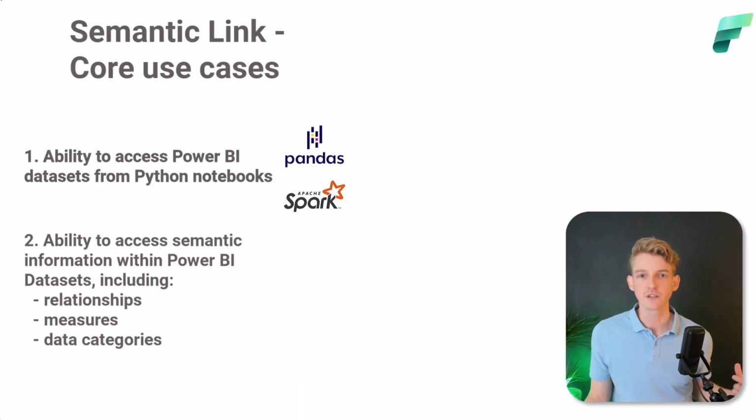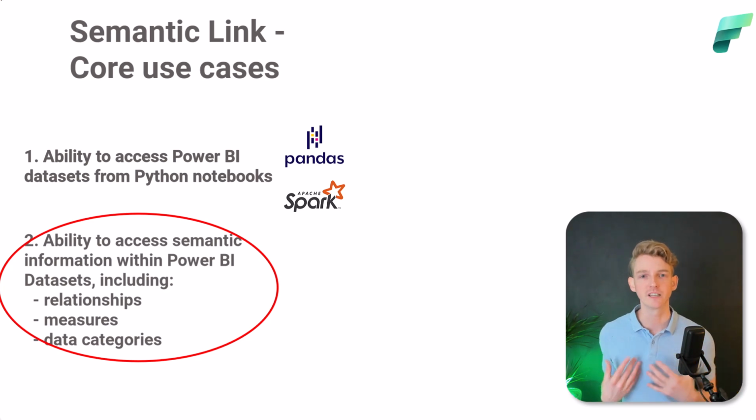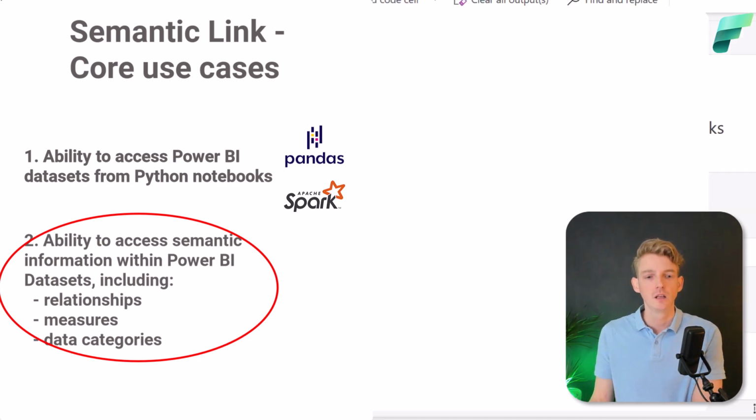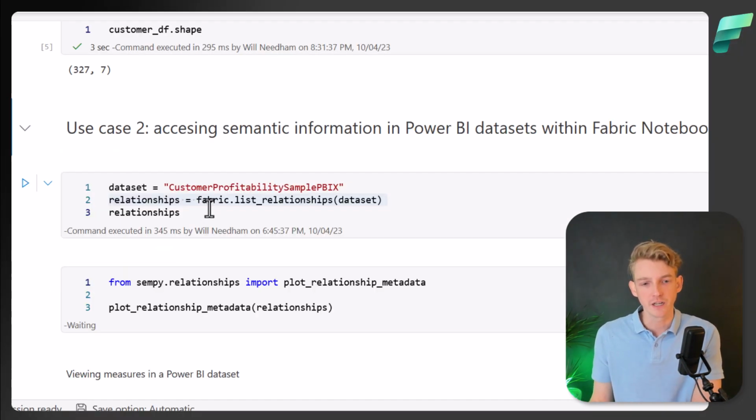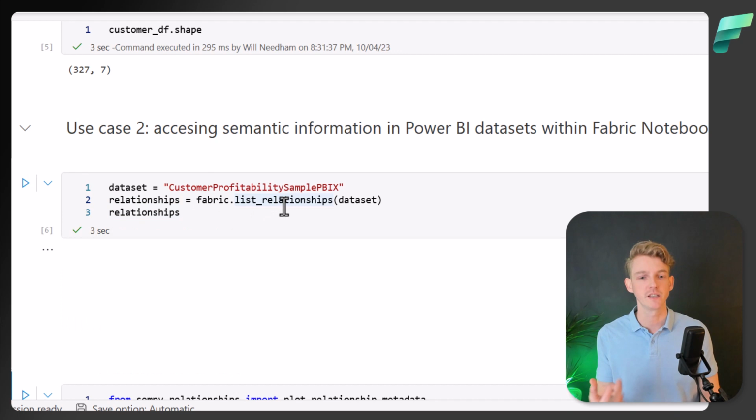The second use case that Markus mentioned was accessing semantic information about the Power BI dataset. Obviously our Power BI datasets have data, but they also have relationships between the tables, right? And they also have measures. So how can we explore all of those things within Python, within our Fabric notebooks? So now, again, we're defining our data set. That hasn't changed, but now we're going to call fabric.list_relationships. We'll pass in the data set again.